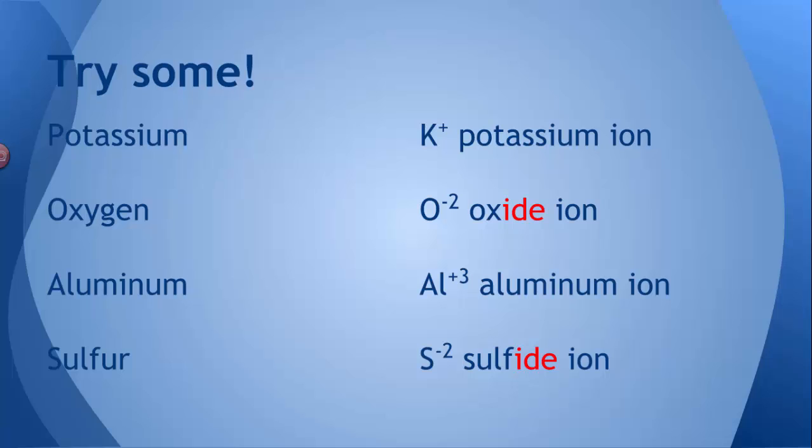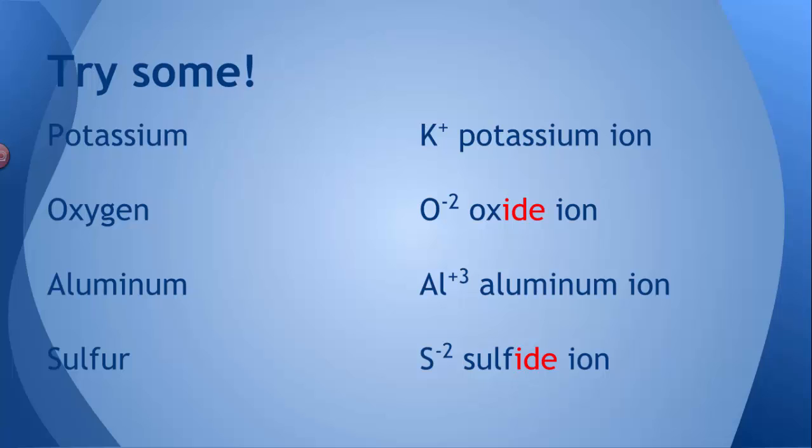If it gains 2 more, it becomes like neon, but then it also has a -2 charge. And it's a negatively charged ion, so its name has to change. Now, oxygen and sulfur are 2 examples of ones where the changing of their name is a little funny. Oxygen doesn't become oxygenide, it becomes oxide. But you've probably heard that word.